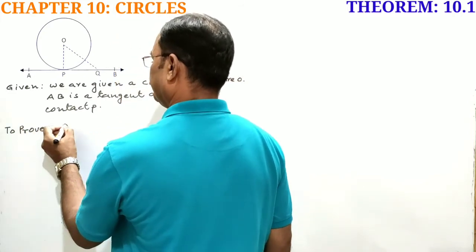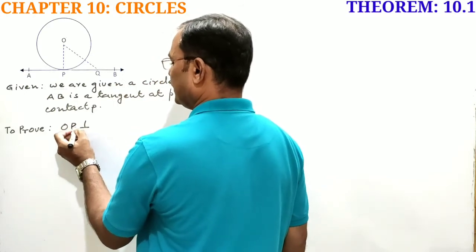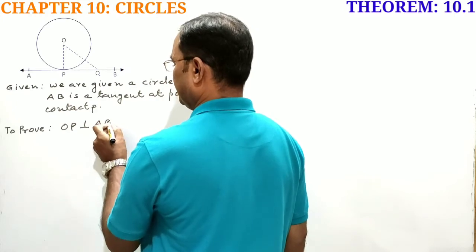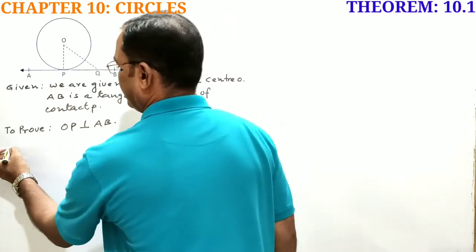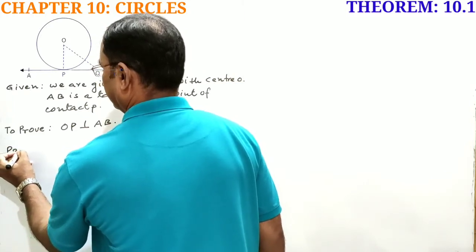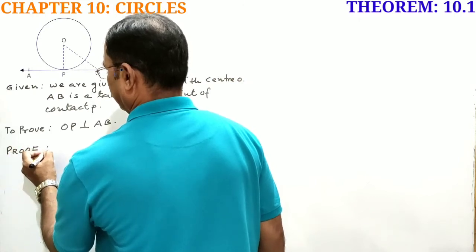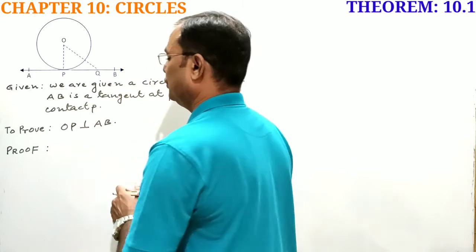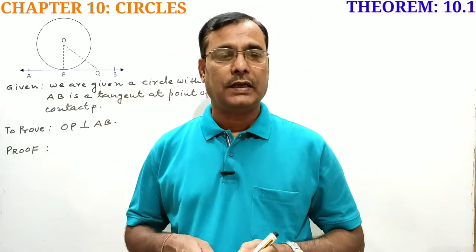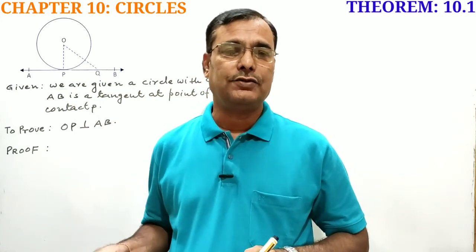To prove, we have to prove that OP, the radius through point of contact P, is perpendicular to tangent AB. Proof. To prove this theorem, let's take a point Q on the tangent AB and join OQ.